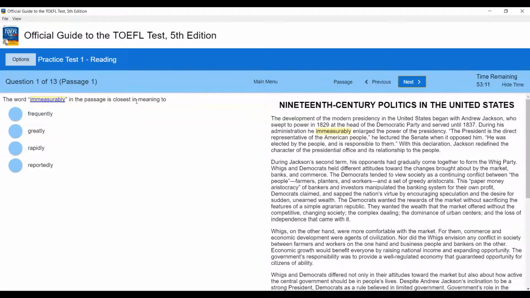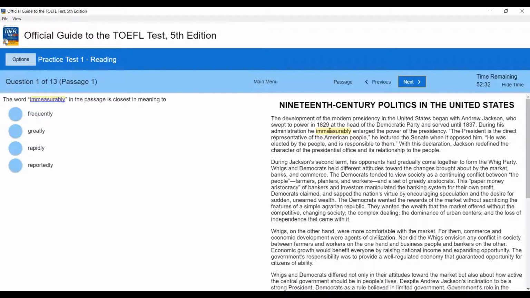Next, I do need to look at how the word is being used in the sentence. It says, during his administration, he immeasurably enlarged the power. So enlarged is also a context clue. We have this idea that it can't be measured, and large, like to become larger. So I would say this combination of these two ideas would be greatly enlarged.